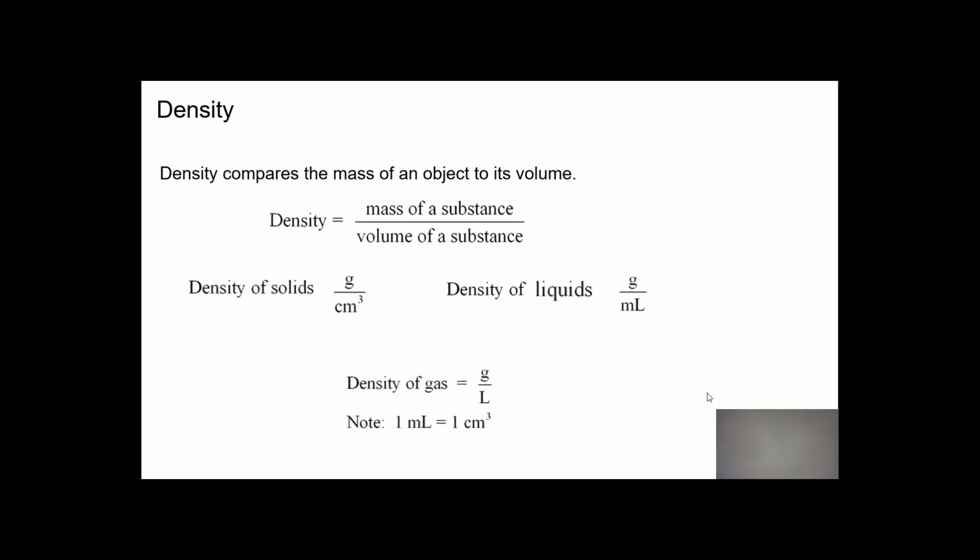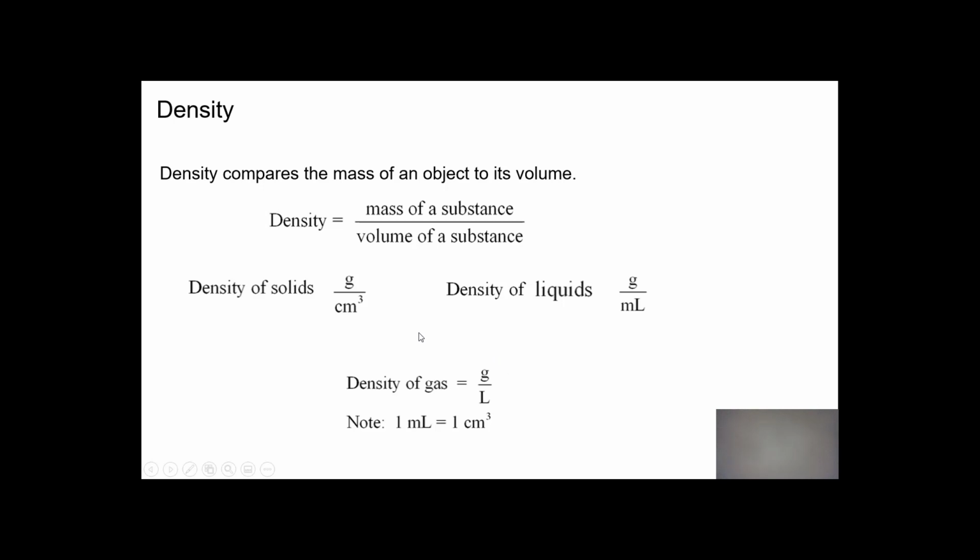The density compares the mass of an object to its volume. So the formula is density is mass of a substance over volume of a substance. The units are either grams over centimeters cubed or grams over milliliters. Now remember, centimeters cubed and milliliters are interchangeable.